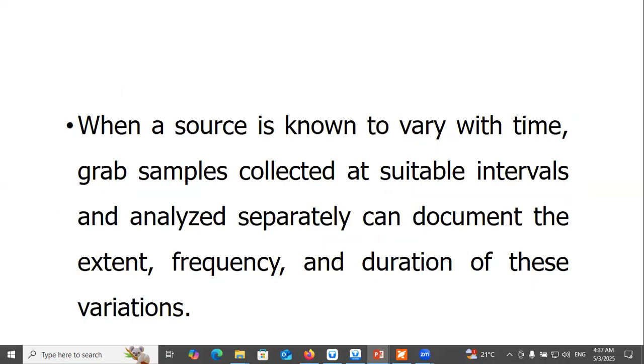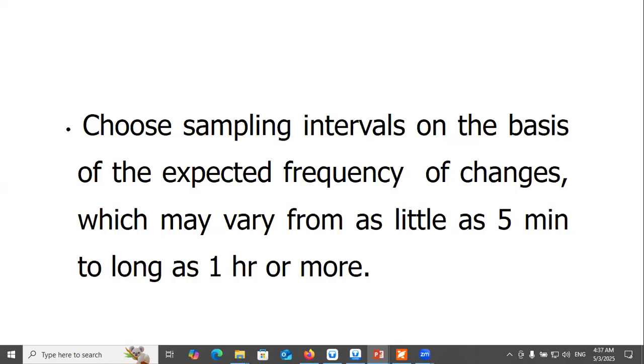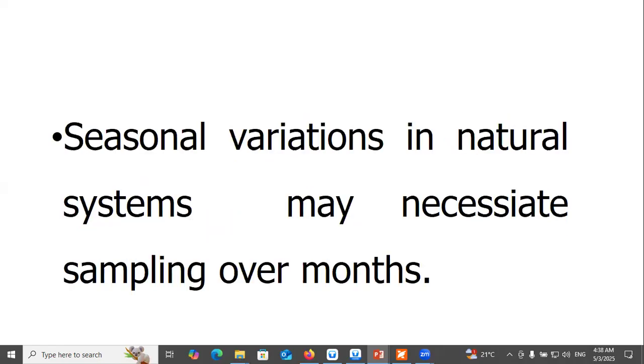When a source is known to vary with time, grab samples collected at suitable intervals, analyzed separately, can document the extent, frequency, and duration of these variations. Choose sampling intervals on the basis of the expected frequency of changes, which may vary from as little as 5 minutes to as long as 1 hour or more. Seasonal variation in natural systems may necessitate sampling over months.